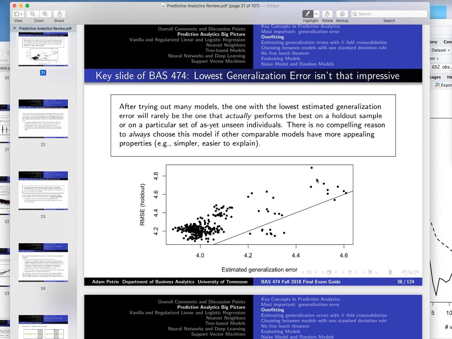We expect that. But number two is that the model with the lowest estimated generalization error, this guy right here on the very far left, is by no means the model that ended up actually doing the best on the holdout sample. So any dot that's below this far left dot is one that actually did better on that holdout sample than the one with the lowest estimated generalization error. And so we find that there's no shortage of those, indicating that after we go through and estimate the generalization errors of all of our models, we're going to have a choice. We're not going to feel compelled to go with the one with the lowest estimate. Now, we can do that, nothing wrong with that, but we do have a choice.